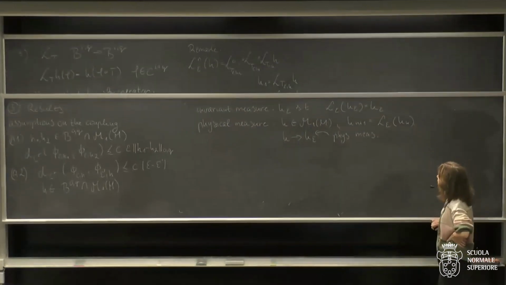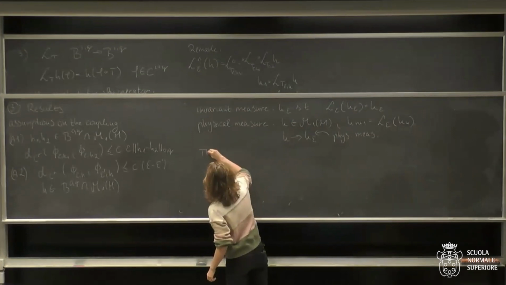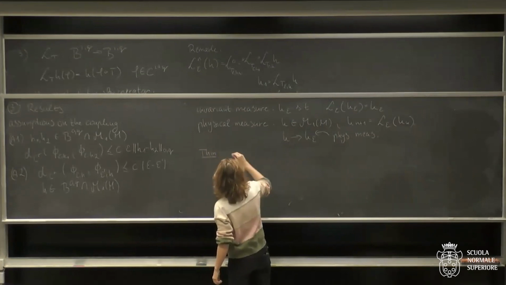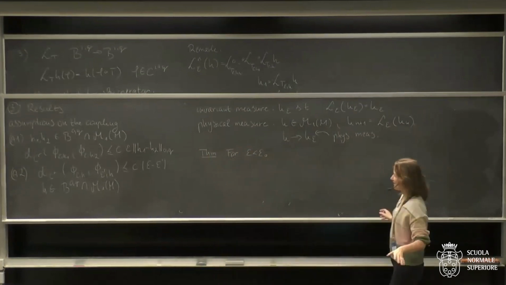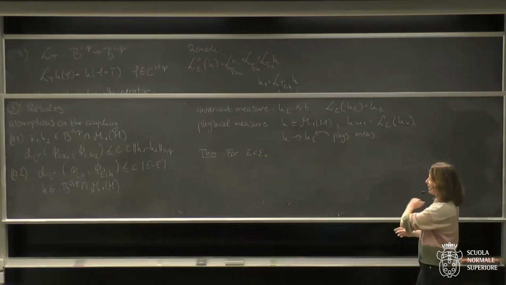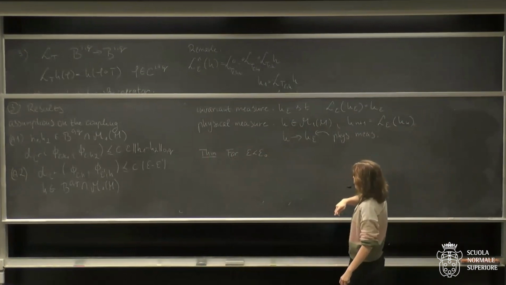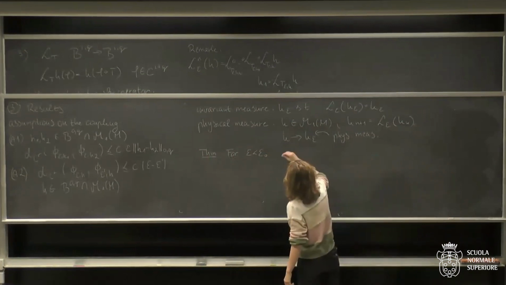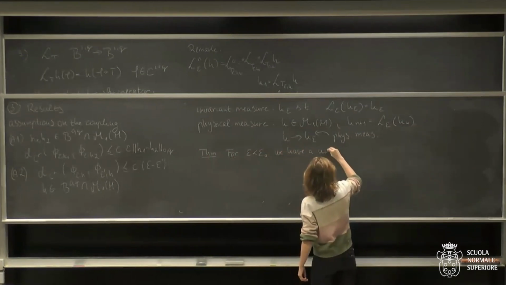So these are the interesting invariant measures, and our first theorem says that if epsilon is sufficiently small, so this is how all of the results are going to go: if epsilon is sufficiently small, then something holds. So for epsilon smaller than some epsilon 0, we have a unique physical measure.